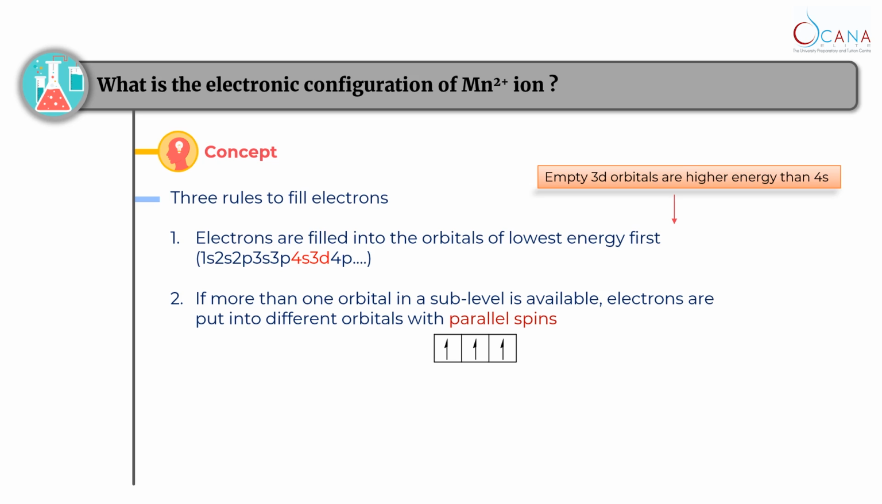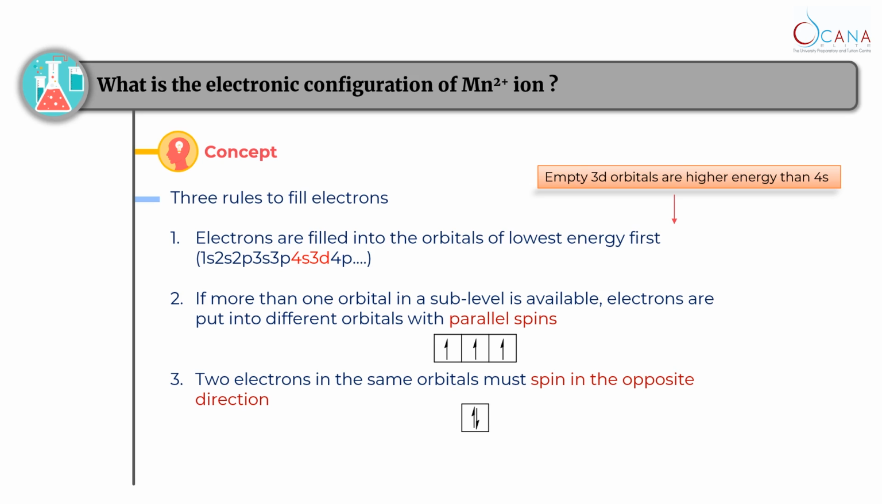which means the electrons drawn should point in the same direction. The third rule is saying that 2 electrons in the same orbital have to spin in the opposite direction. Therefore, 2 drawn arrows within the same box should be pointing in the opposite direction.